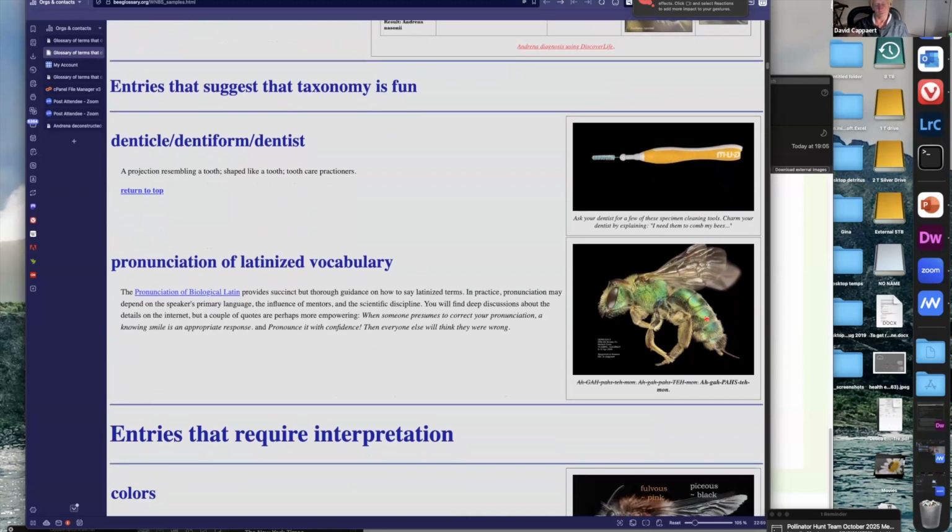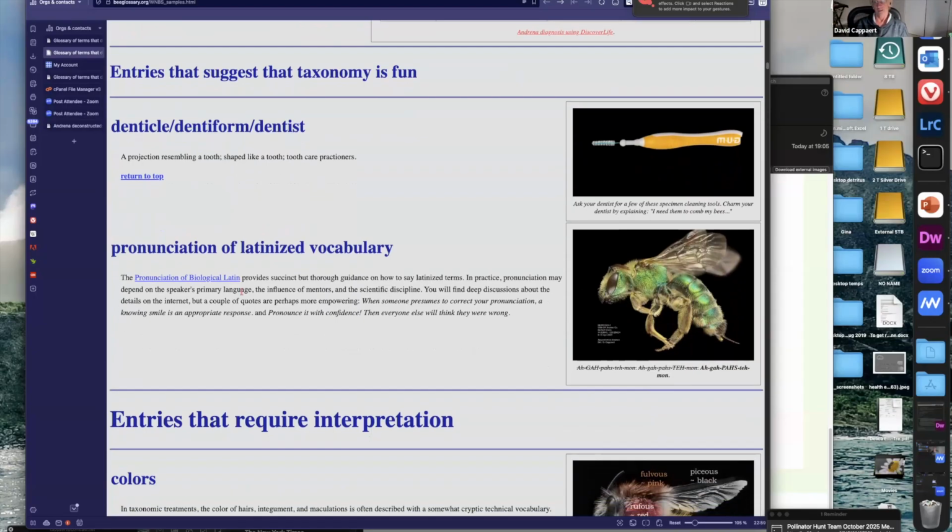Another one, sort of trying to break down the intimidation factor of doing taxonomy, is I have some text here about pronunciation of Latinized vocabulary. But basically, I'm saying, don't sweat it. Pronounce it with confidence. Then everyone else will think that you are all wrong.